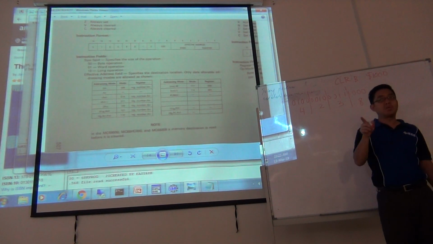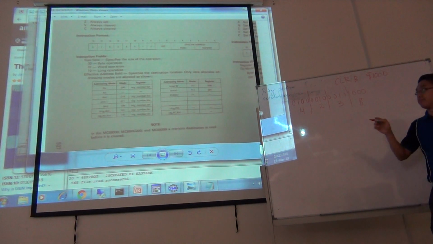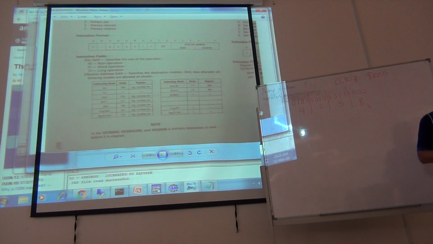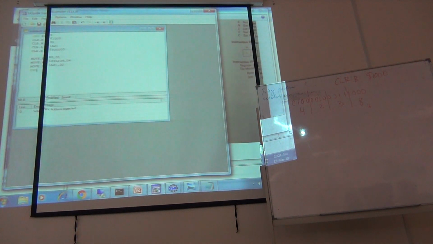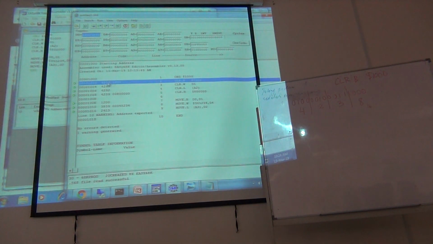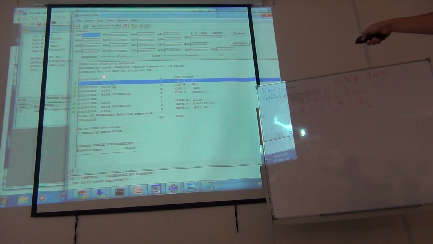Is it the same answer with the simulator? That is the answer for the machine code. The one that you simulate just now, which is here. Here is the answer. 4238 is the same one that I have. This command for the machine code is this one.